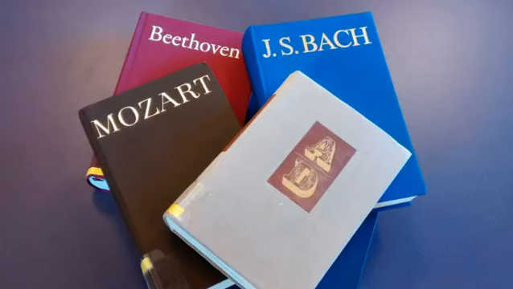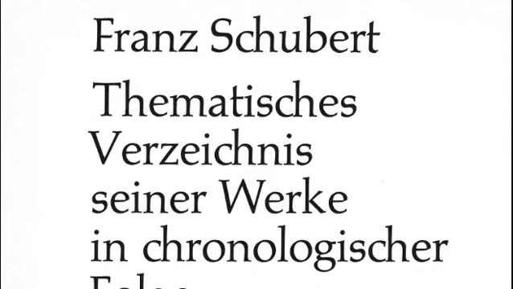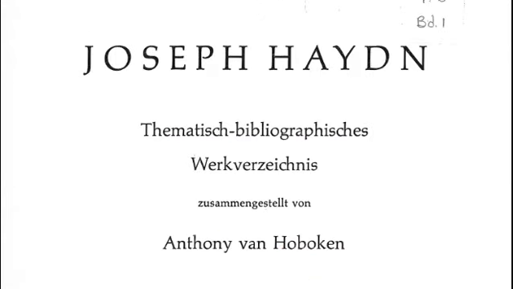We know them by the catalog numbers they assign to pieces, which become a standard way to refer accurately to compositions. K numbers for Mozart come from Köchel's catalog of Mozart's works. D numbers for Schubert's compositions come from Deutsch's catalog of Schubert, and Hoboken numbers for Haydn's works come from Anthony van Hoboken's catalog of that composer.